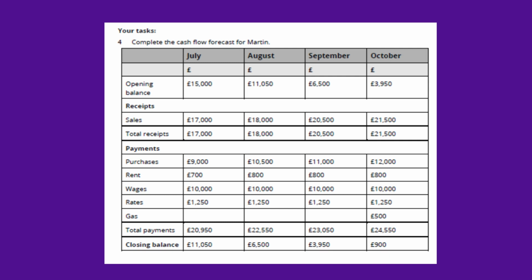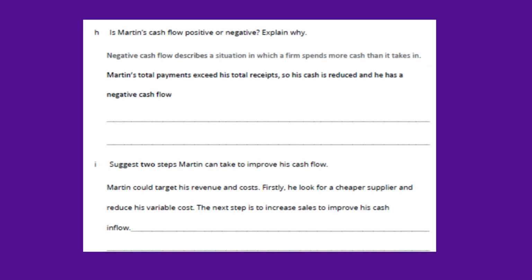So going forward, we have some questions to answer on this. Is Martin's cash flow positive or negative? Explain why. Well, I've just given a description of what a negative cash flow is. Negative cash flow describes a situation in which a firm spends more cash than it takes in. And because we've produced that cash flow forecast, we can see that his total payments exceed his total receipts. So his cash is reduced and he has a negative cash flow.